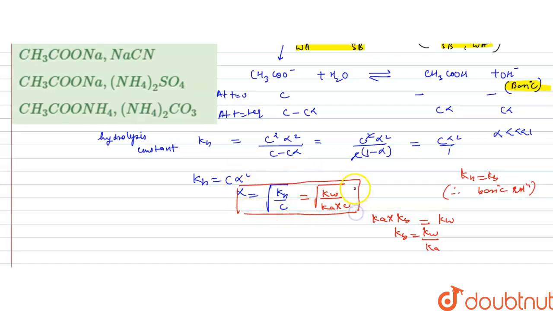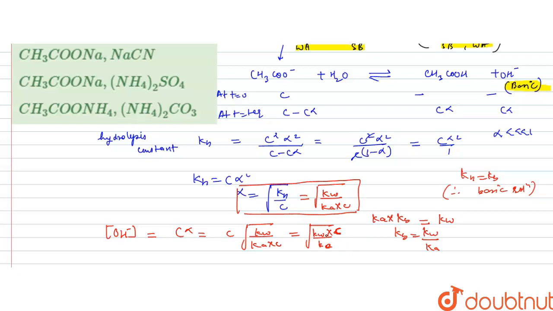Now we have to calculate the H plus concentration. First we will calculate the OH minus concentration, because the OH minus ions are formed. So the OH minus concentration is C into alpha. C into the alpha value, which is under root Kw upon Ka into C, will be equal to under root Kw into C by Ka. That will be the concentration of OH minus.